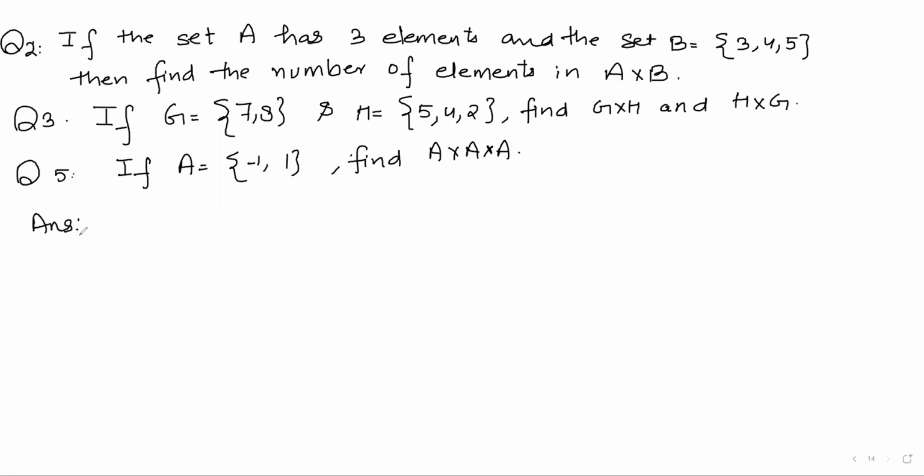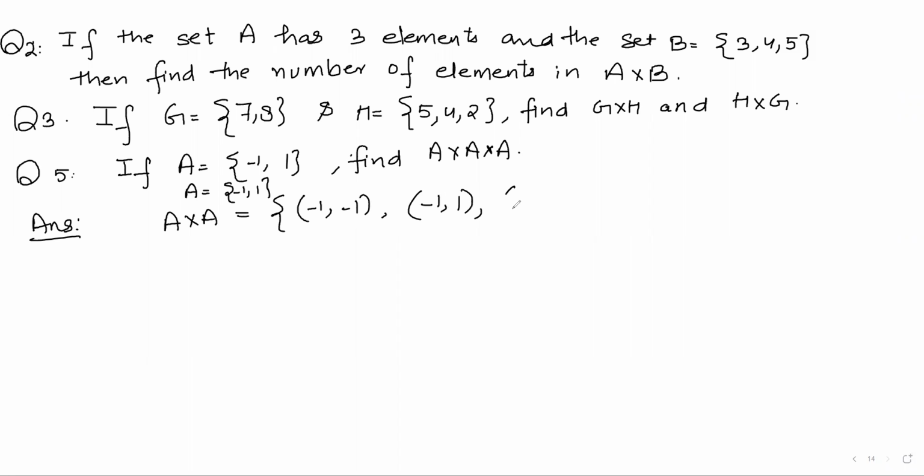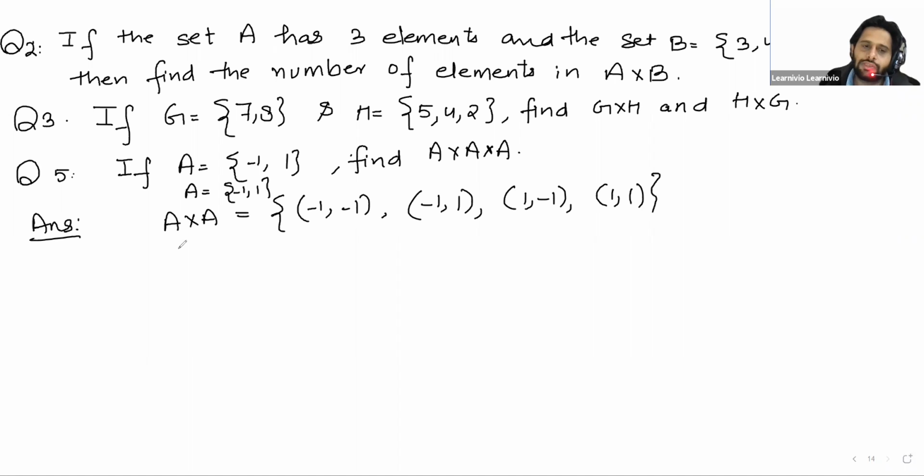Safan, what we will do first, first of all, we'll find A cross A. A cross A means we have the same set and we are finding its Cartesian product. So this is -1 -1, -1 1, 1 -1, 1 1. So this is A cross A.